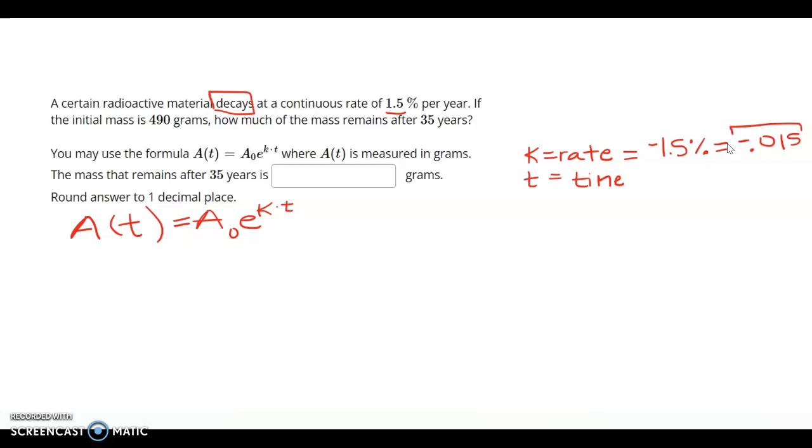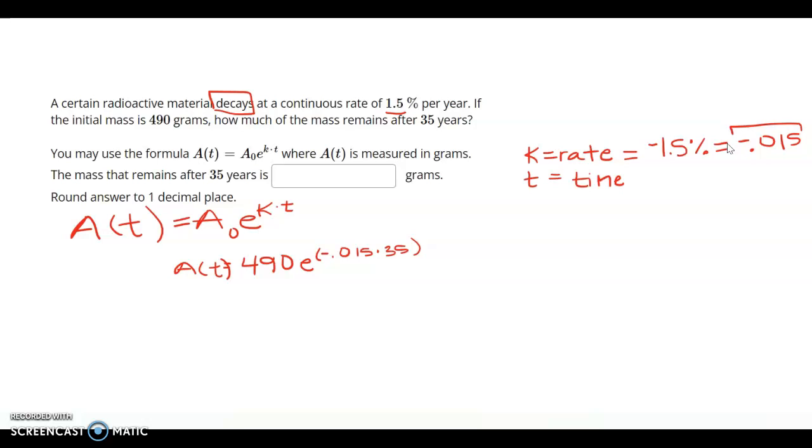So now let's go ahead and substitute in. We have 490 for A sub 0. Put the A of t over here. We still have e, and then the k is that negative 0.015, and then the t is 35. You may have a calculator that will do this separately, but you need to make sure these two are multiplied first before they're raised to the power of e. So if you need to do that separately, go ahead and do that.